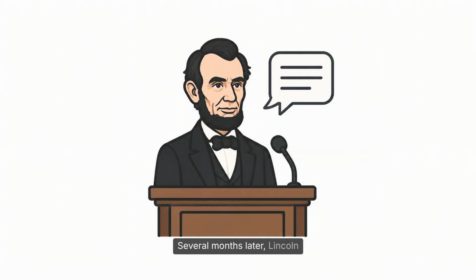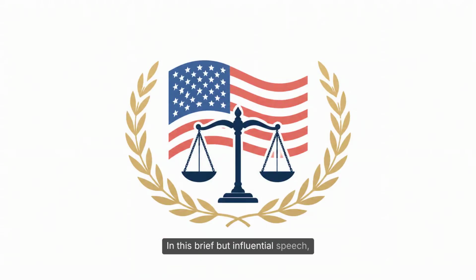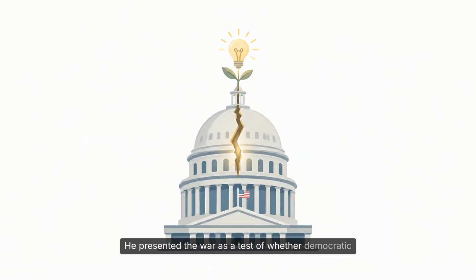Several months later, Lincoln delivered the Gettysburg Address. In this brief but influential speech, he described the United States as a nation founded on liberty and equality. He presented the war as a test of whether democratic government could survive, and called for what he described as a new birth of freedom.